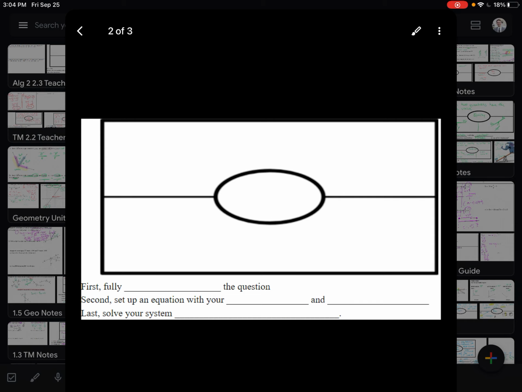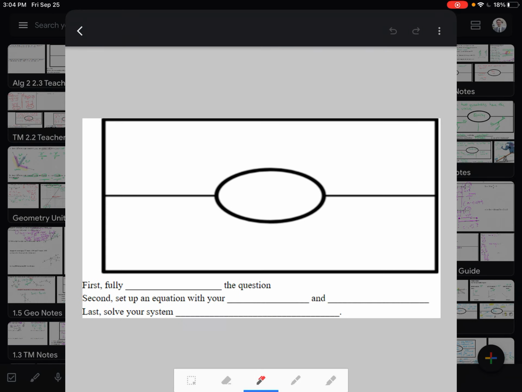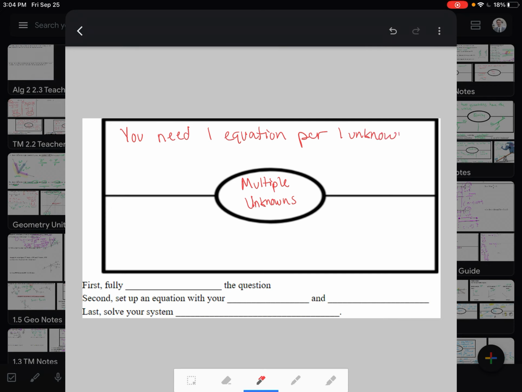The definition that we're going to use today, and it's not really a definition, it's kind of a concept, is having multiple unknowns. And the thing that helps me with this is remembering this principle that you need one equation per one unknown in order to solve.